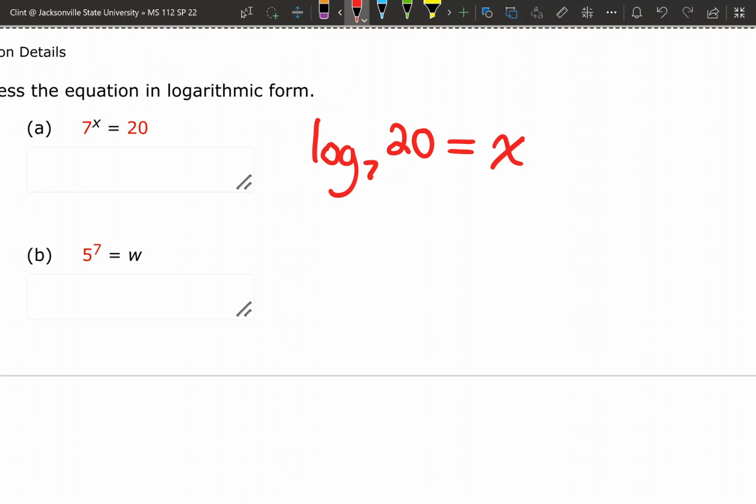And then on B, we'll have log base what? Log base 5, that's our big number. So log base 5 of W equals... that's it. We don't have to solve for anything or do any kind of calculation. We're just rewriting.